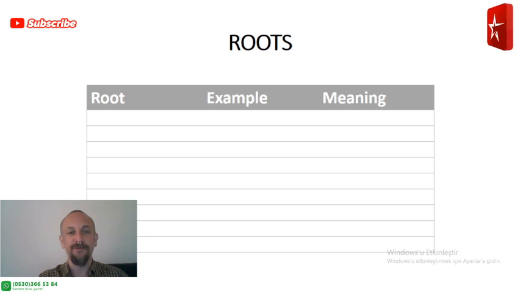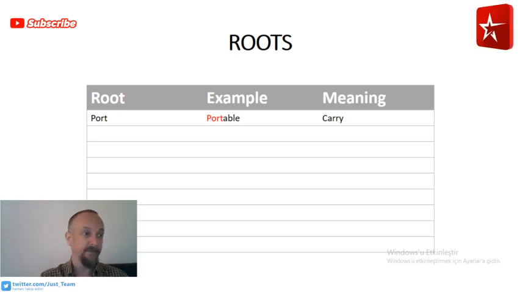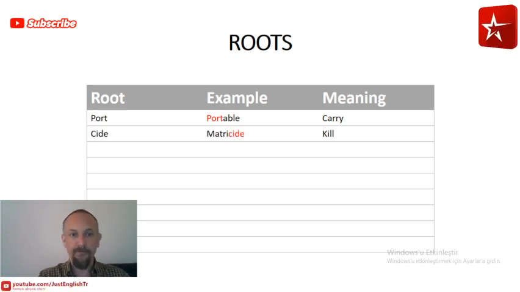So some of the roots we saw last week were port, meaning to carry. We had portable, import, export, deport, report. We also had cide, meaning to kill, as in matricide, to kill your mother, patricide, to kill your father, filicide. I don't know, does anybody remember the meaning of the word fili? Probably not. It means son or daughter in Latin. So filicide would be to kill your son or to kill your daughter.